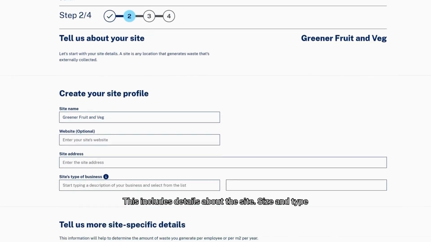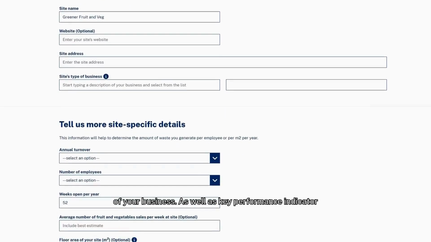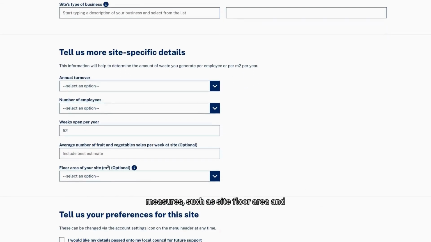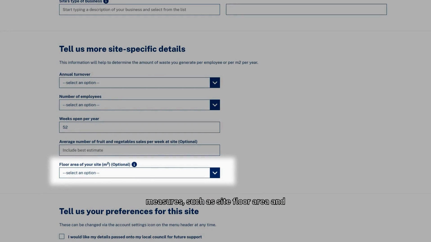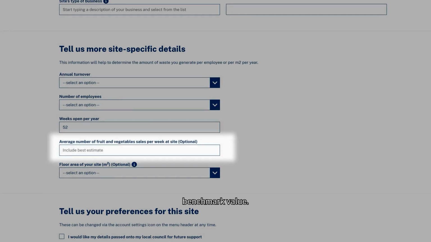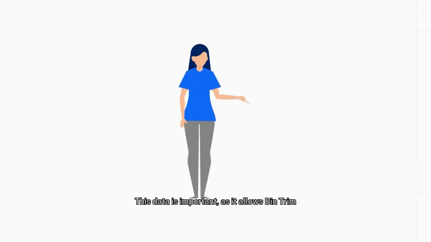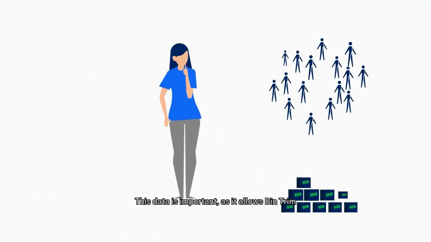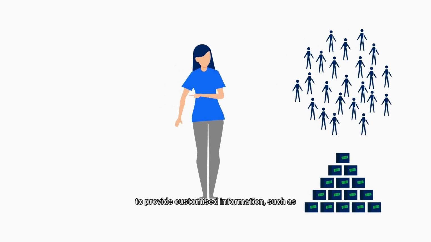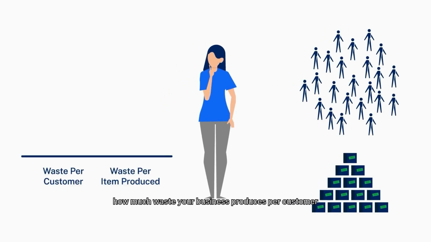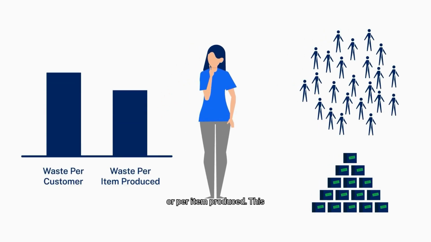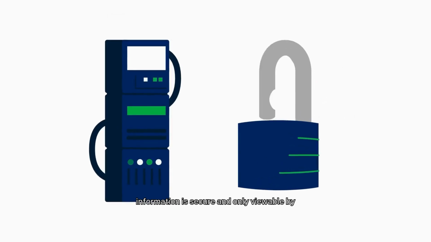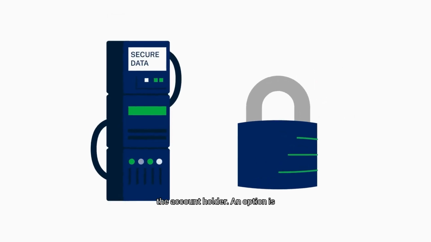This includes details about the size and type of your business, as well as key performance indicator measures, such as site floor area and a benchmark value. This data is important, as it allows Bin Trim to provide customised information, such as how much waste your business produces per customer or per item produced. This information is secure and only viewable by the account holder.